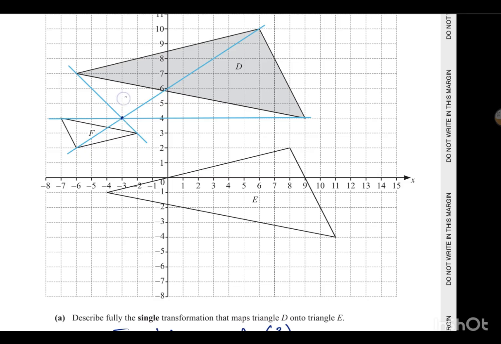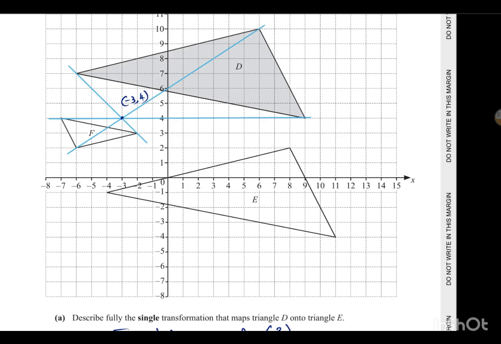And what is that point? It is minus 3, 4. This is the center of enlargement. Now when the enlarged shapes are on either side of the center of enlargement, you have to understand that the scale factor will always be negative. When the center is in between the two enlarged shapes, then your scale factor is always negative. Now find out the scale factor.